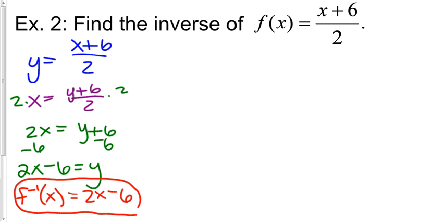Okay, so let me go through those steps one more time with you. Here's the original function. We switch x and y, switch their places in the equation, resolve it for y, get y by itself, and you've got the inverse function. Finally, write it in function notation. f inverse of x is 2x minus 6. These two functions here are inverses.